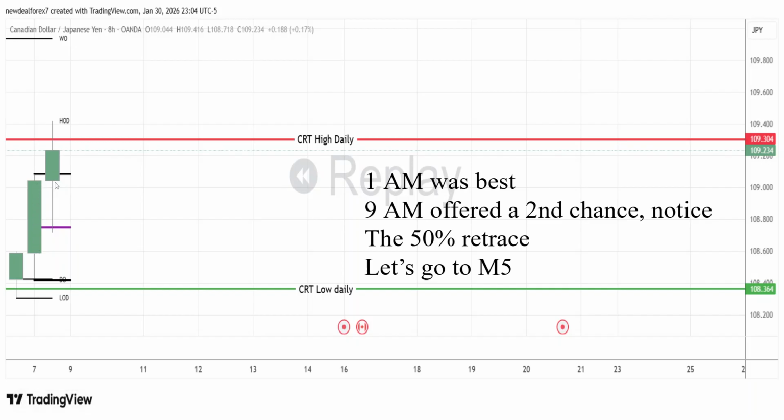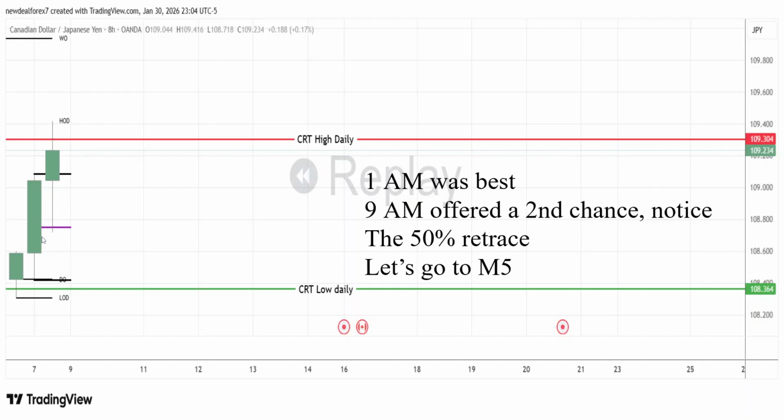However, the 9 a.m. candle did give a retrace to the 50% level of candle 2, the 9 a.m. candle, 1 a.m. candle, and then came back up. So if you could have caught a 50% retracement on this one, then you could have got a better option to also trade this one as well.